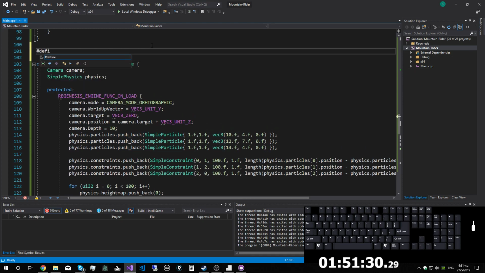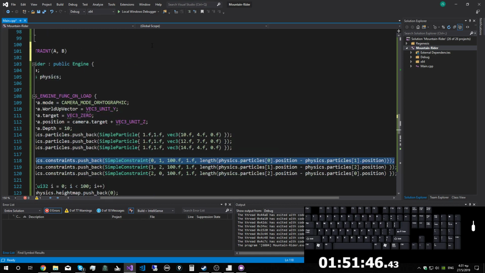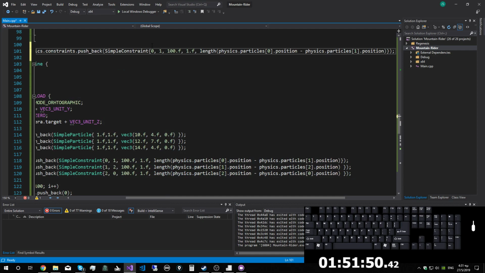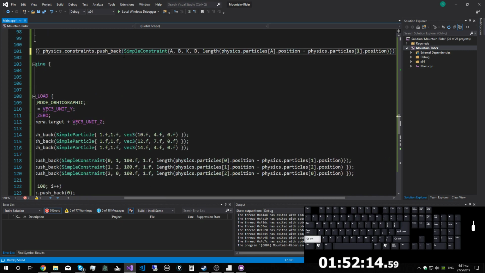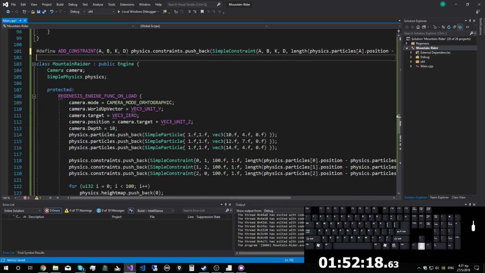We will make here a definition. Let's call it add constraints, A and B. Let's copy that and do it like this. And we also need the K and the D, and that is A, B, K, and D, and that is A and B. So now these guys can be replaced by just that.